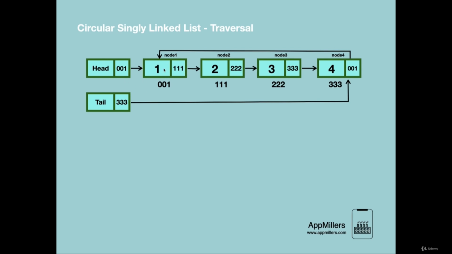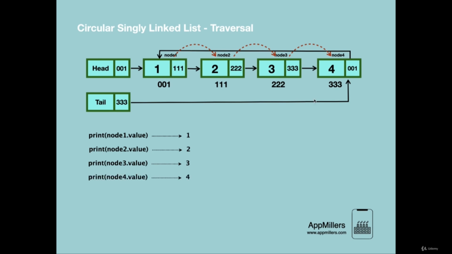So in our case, first we are printing the first node, which has the value of 1. Then we are traversing to the second node and printing its value. The second node is node 2 and its value is 2. Then we are traversing to node 3 and printing its value. Node 3's value is 3. Here we are using a print statement to print it. Then we are traversing to the last node and printing its value. When we reach the last node, we stop here.